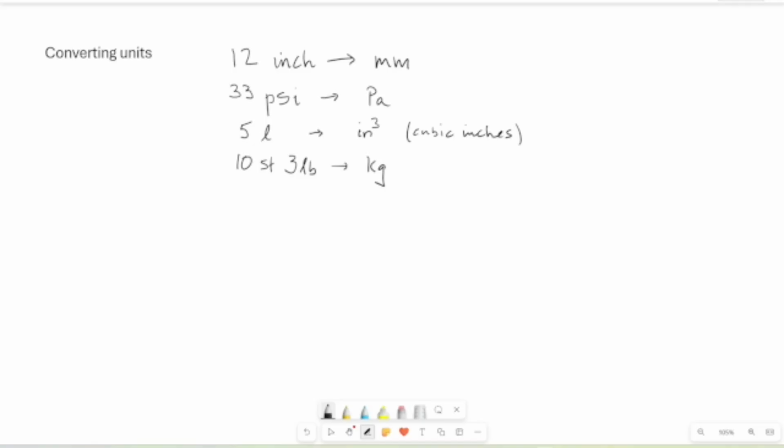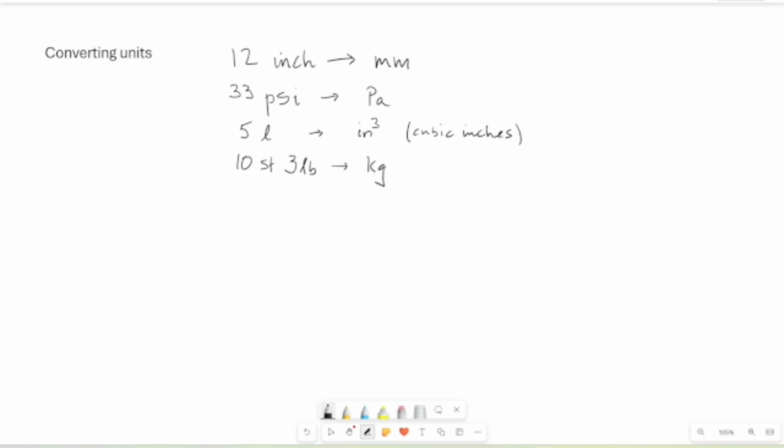In this video, I'm going to show you an easy method for converting units from one system to another. For example, 12 inches converted into millimeters, 33 pounds per square inch converted into pascals. Those are both units of pressure. 5 litres converted into cubic inches. Those are both units of volume.